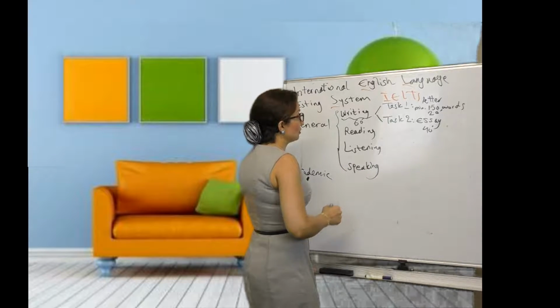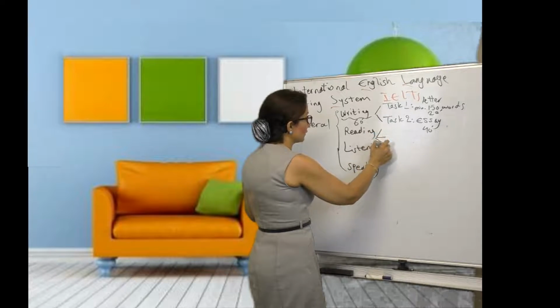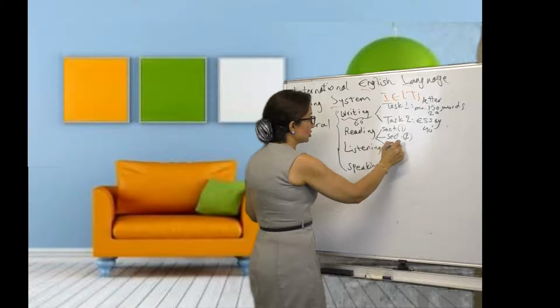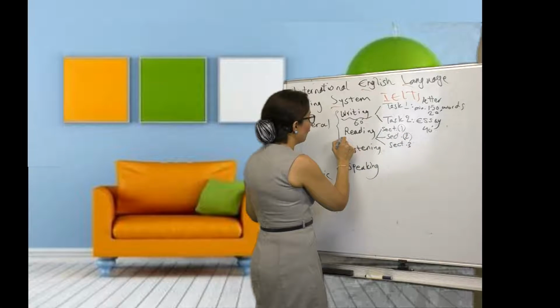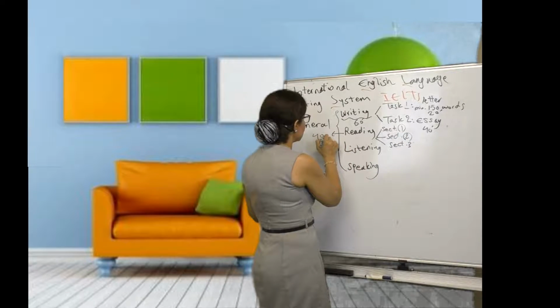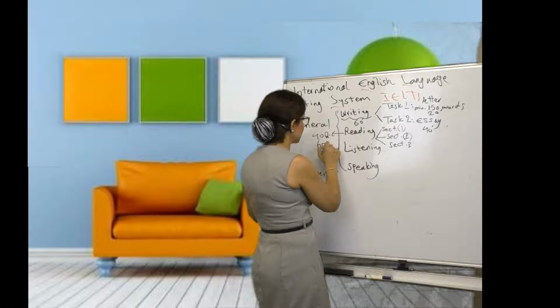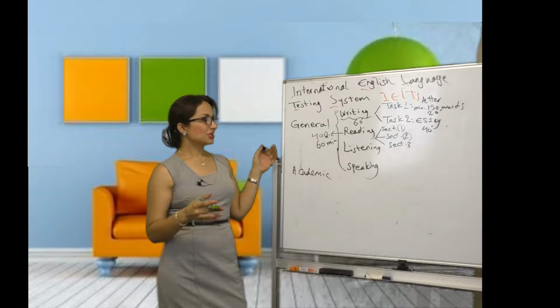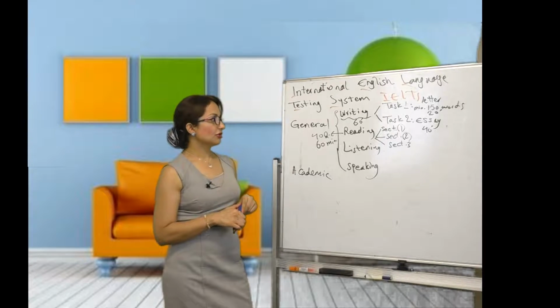The reading of general IELTS has 3 parts or 3 sections: section 1, section 2, and section 3. And there are 40 questions in the reading, and the time is 60 minutes. So 40 questions with 1 hour. With each section there may be 13 or 14 questions.